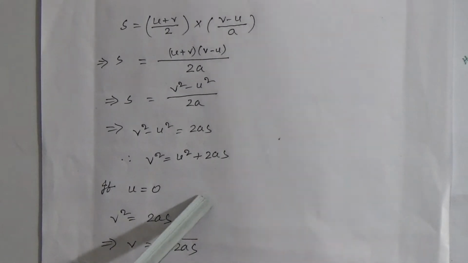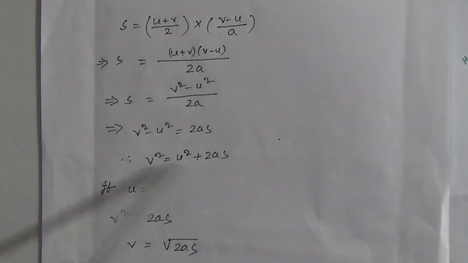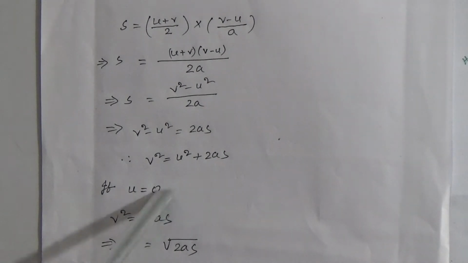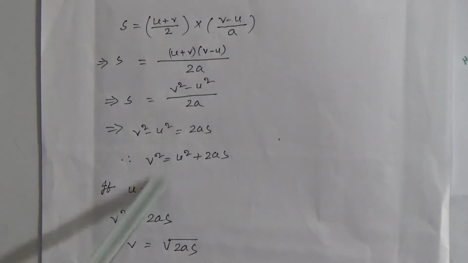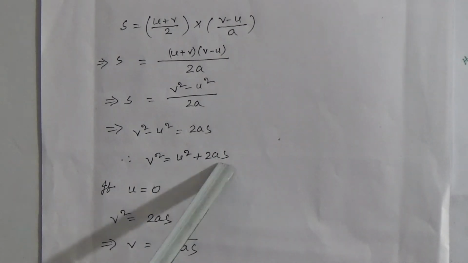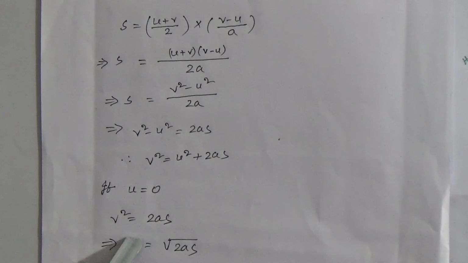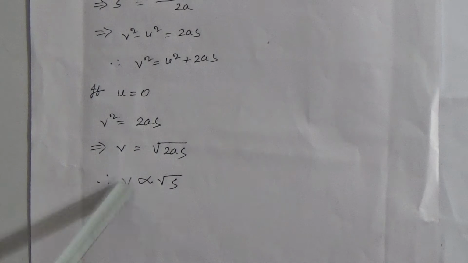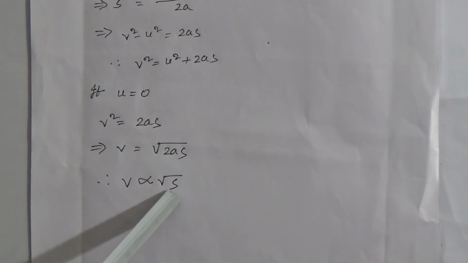Now if we consider the initial velocity u equal to 0, then from this equation we get v square equal to 2as. After this, the final velocity equals root over 2as. Here the constant value is root over 2a. So we finally get v proportional to root over s. That means velocity is proportional to root over distance.